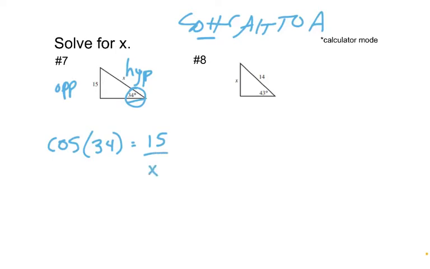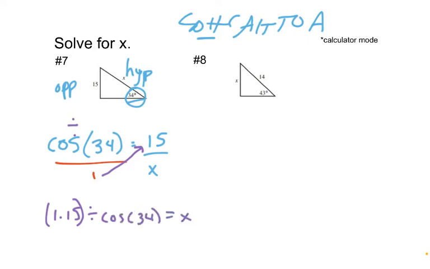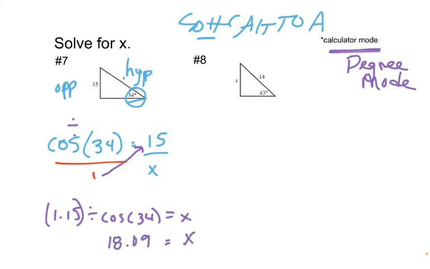The best way that I have for solving these is doing a proportion. So if we multiply 1 times 15 and then divide by cosine of 34, we should get our x value, that cross multiplication. This is also when we need to remember that if you're using degrees, you need to be in degree mode. So make sure that you are up there checking your mode and that you've highlighted degree. So x is going to be 18.09. It doesn't have a unit, so there you go.